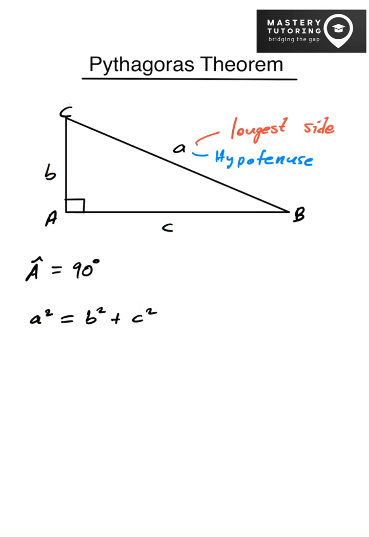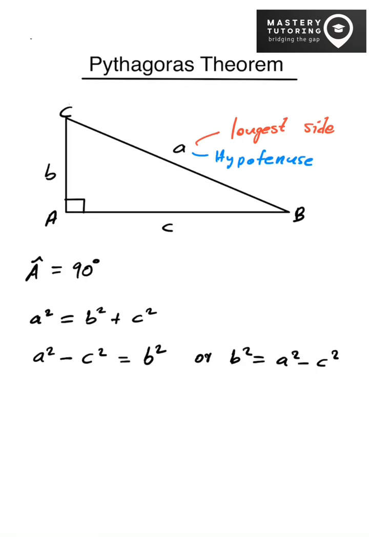Suppose we're looking for B, so we're given A and C. Here's what you're going to do. You manipulate this formula to make B the subject of the formula. By doing so, you say A squared, you take this C to the other side, it becomes minus C squared, which is equal to B squared. You can also rewrite it as B squared is equal to A squared minus C squared. Now, if you're given the values for the other sides, you can simply substitute them in there.